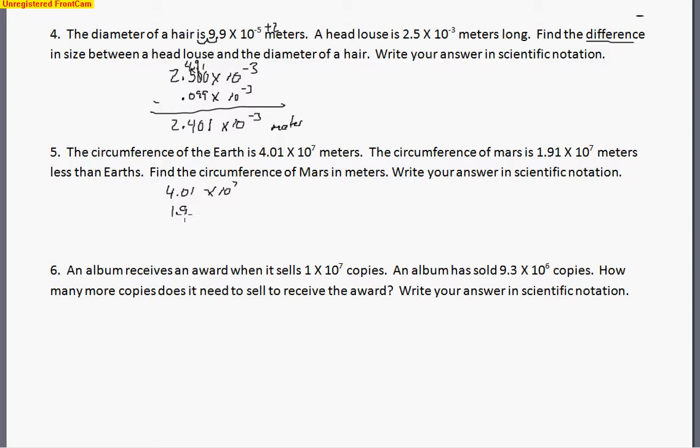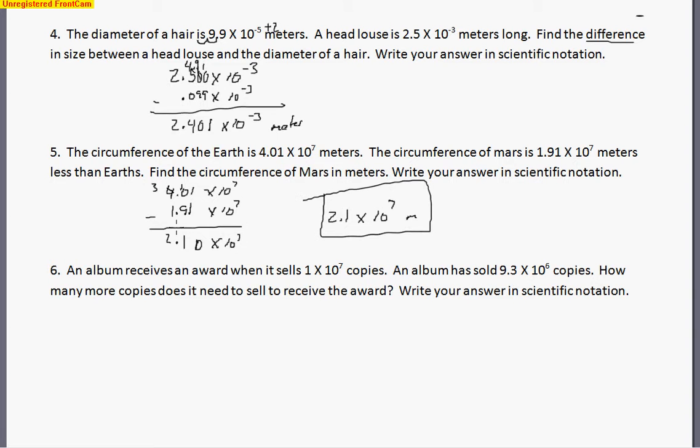All I have to do is subtract the multipliers now. So again, the key is to make sure exponents are the same. So I subtract the multipliers. I end up with a 0 to start with. I have to borrow. And I end up with a 2.1 times 10 to the 7th. So there it is, 2.1 times 10 to the 7th. That extra 0 is not really needed, so I'll just leave it off. And this is in meters.